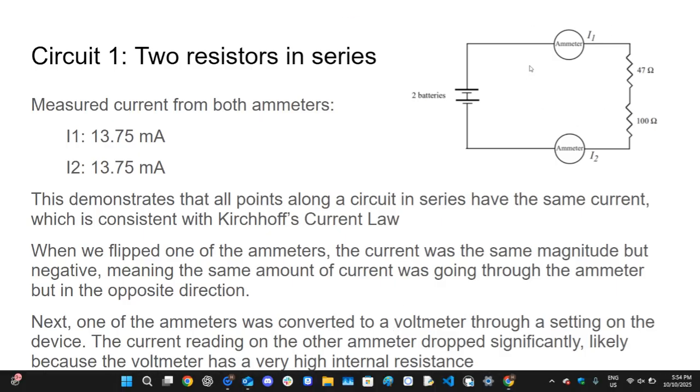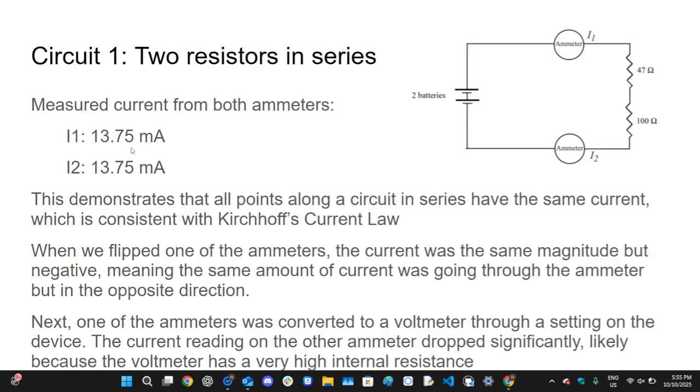Our first circuit is the one shown above. The measured current from both ammeters was very similar at 13.75 milliamps. This demonstrates that all points along a circuit in series have the same current, which is consistent with Kirchhoff's current law. When we flipped one of the ammeters, the current was the same magnitude but negative, meaning the same amount of current was going through the ammeter but in the opposite direction.